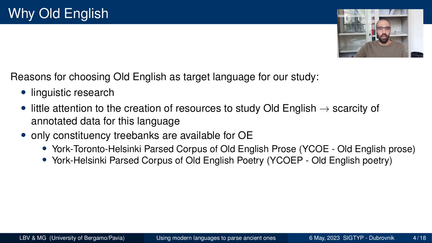Why did we choose Old English? The reasons are basically because we do linguistic research on this language, and also because little attention was given to the creation of resources to study Old English. In fact, there are only constituency treebanks available for this language, namely the York-Toronto-Helsinki Parsed Corpus of Old English Prose and the poetic counterpart of this resource.